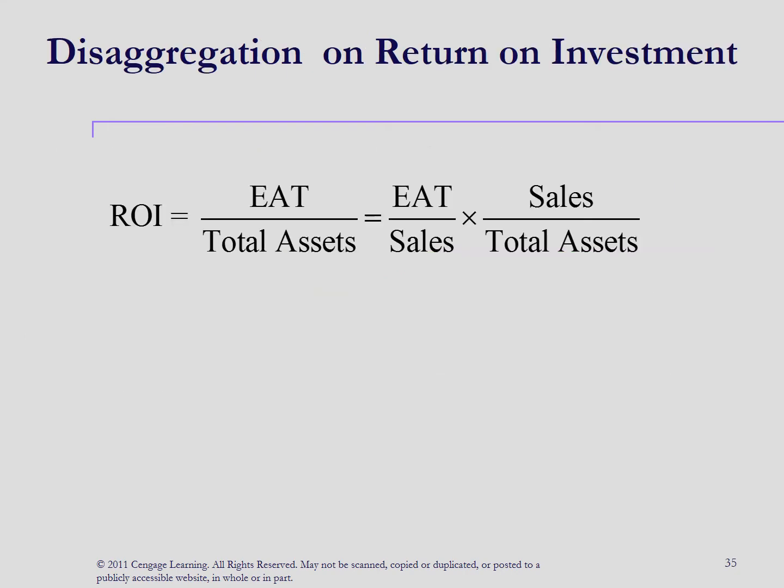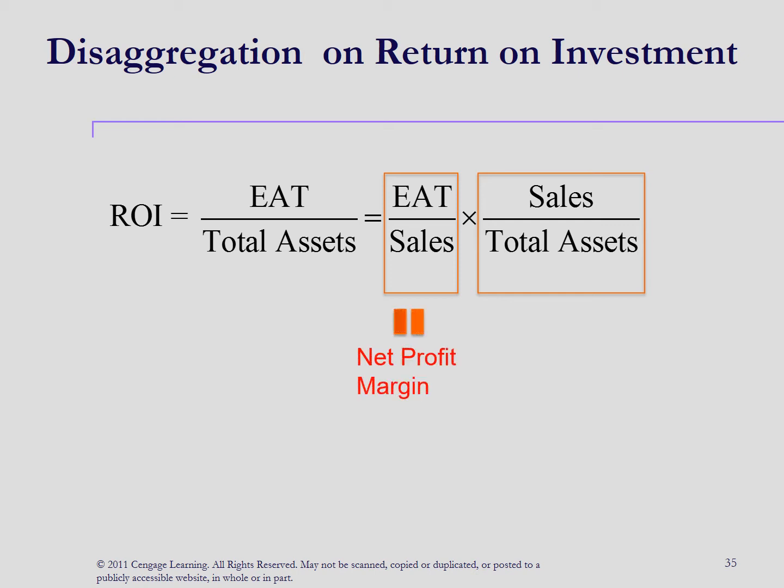Return on investment is defined as earnings after taxes divided by total assets. We can disaggregate it into the product of earnings after taxes divided by sales and sales divided by total assets. Earnings after taxes divided by sales, by definition, is net profit margin. Sales divided by total assets, by definition, is total asset turnover. So we can express return on investment as the product of net profit margin and total asset turnover. This disaggregation has the benefit to identify how a firm achieves the return on investment.